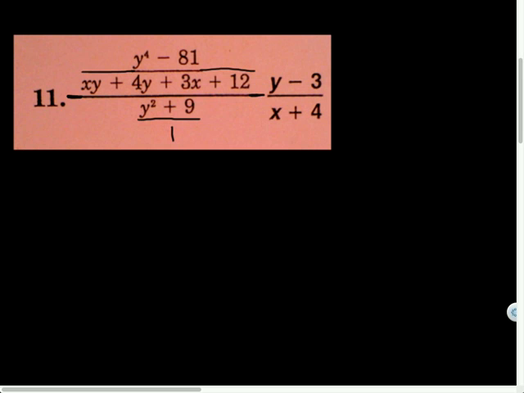So let's start trying to factor any of this stuff. So this is equal to, now y to the 4th minus 81, I'm going to pretend is y squared squared minus 9 squared. And that's going to simulate a difference of squares pattern. Okay?